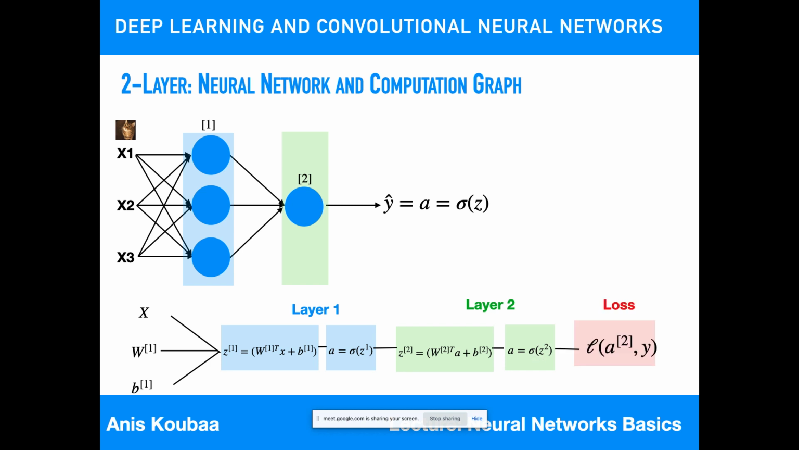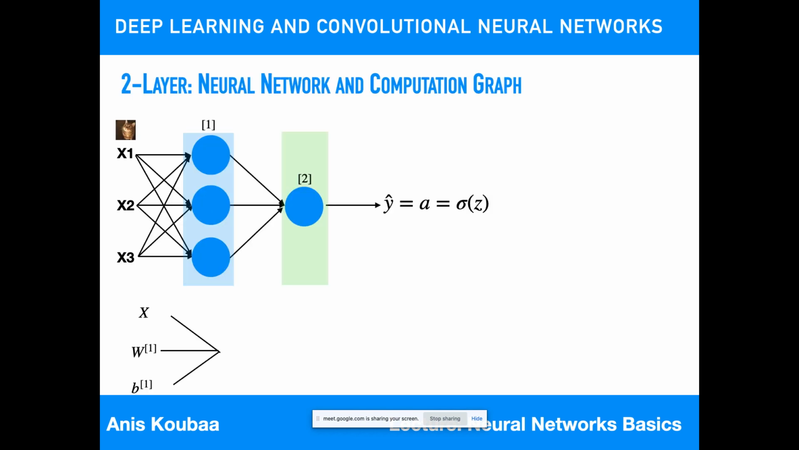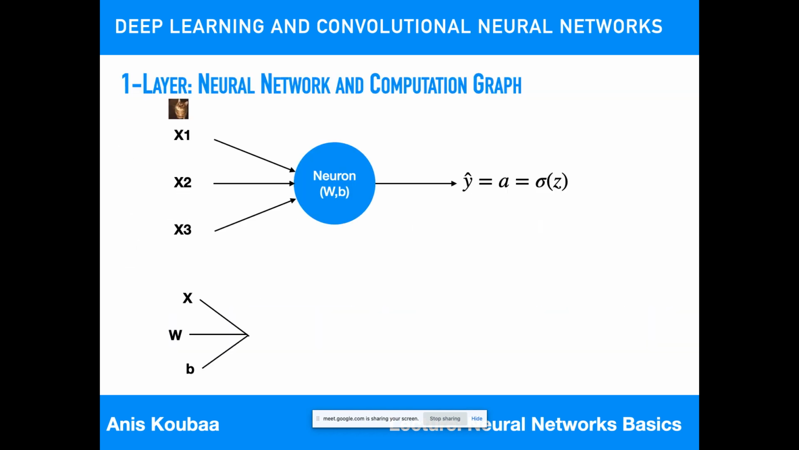And at the end, we will have the loss. So the loss here will be calculated with respect to the ground truth and the output of the second layer. Okay, so here we will have multiple nodes, and every node is going to provide the computation for the next layer. So this is the overall structure.